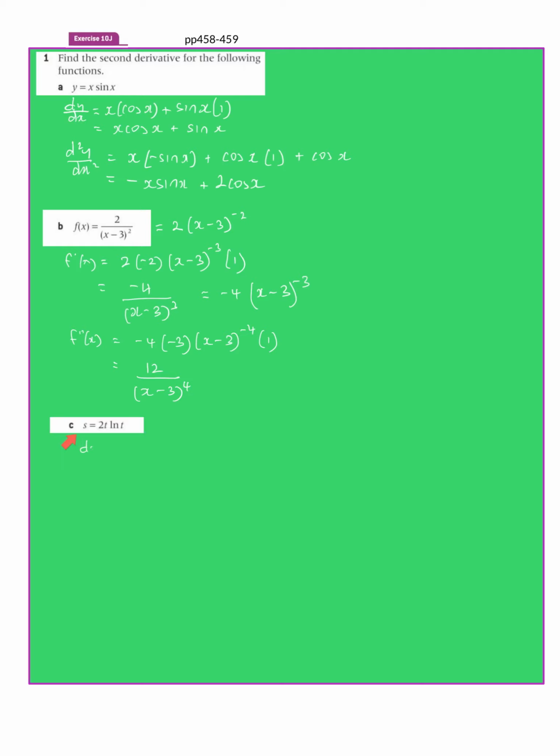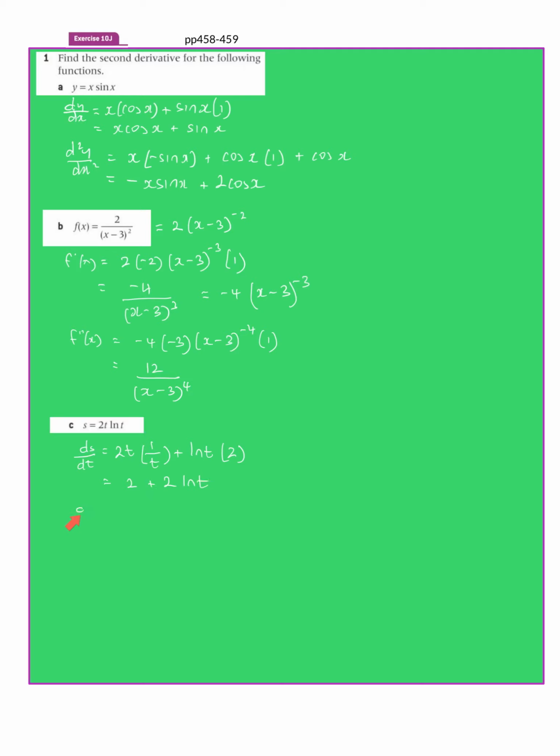Let's look at number 3. We've got s equals 2t times log t. The first derivative is 2t times the derivative of log t, which is 1 on t, plus log of t times the derivative of 2t, which is 2. We rewrite that as 2 plus 2 log t.